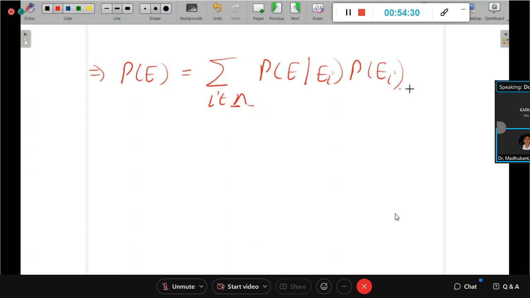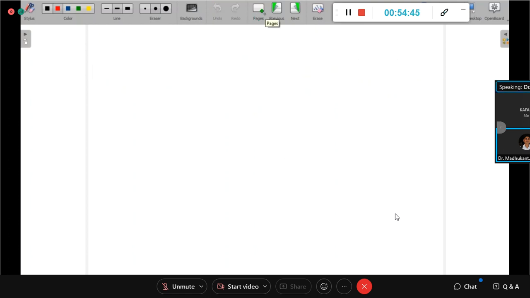Right? Now let's try to understand it by an example. And it occurs with every problem. Every problem which you have seen earlier also, implicitly this theorem of total probability is applicable. Now let's try to understand by an example.